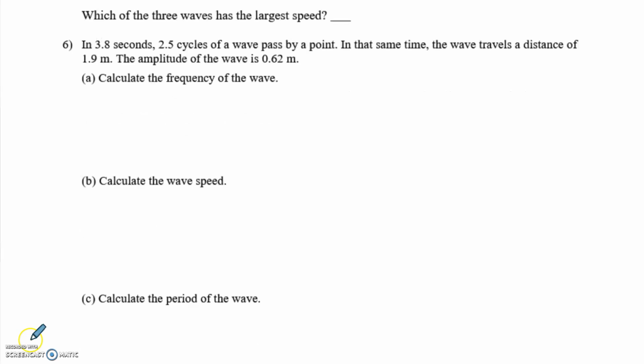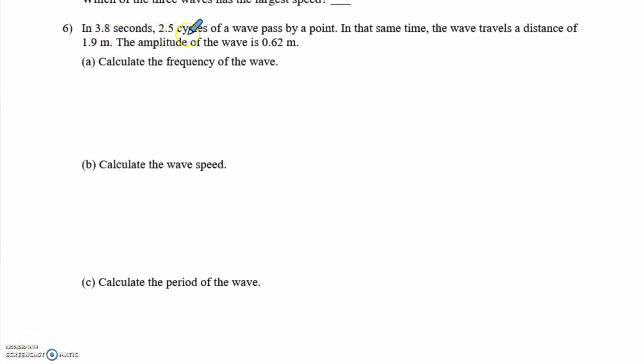Now let's solve 6 together. In 3.8 seconds, 2.5 cycles of a wave pass by a point. So this is the number of cycles that pass, and here's how long it takes. This is not period, because period would be the time for one cycle. What is it? Some random time delta t. In that same random time, the wave travels a distance of 1.9 meters. Just like before, this is not wavelength, because it's not the distance of one cycle. This is some random distance d. Amplitude, 0.62.